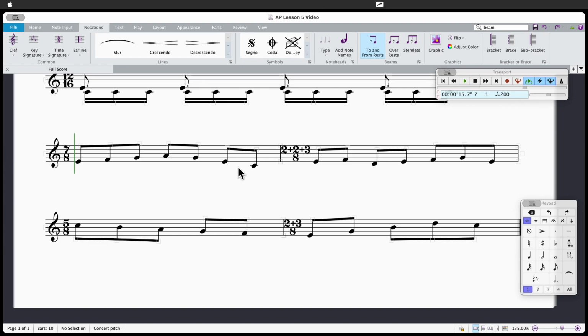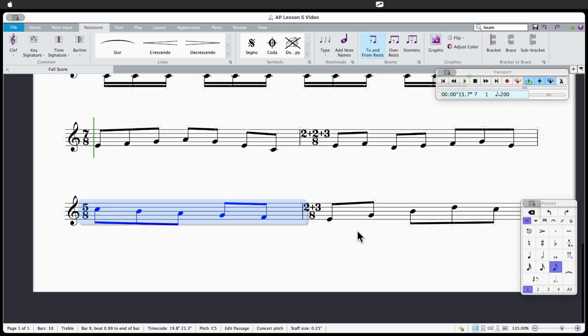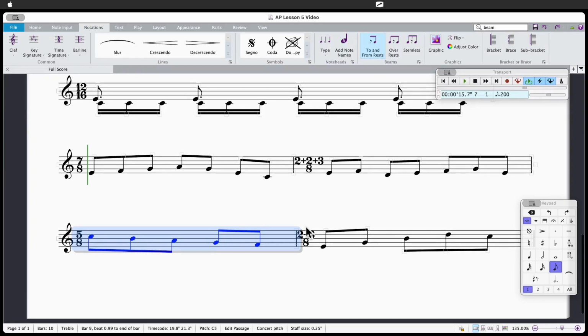So oftentimes there's a little bit of an accent on the beginning of each of these groupings. Same thing with 5/8. We're just taking away an 8th note. 7/8 and 5/8 are some asymmetrical time signatures.